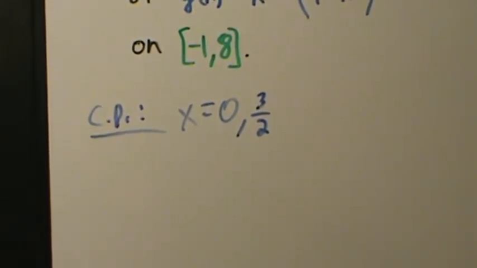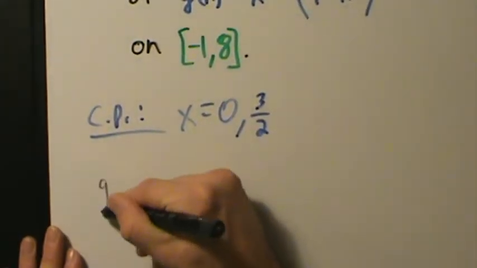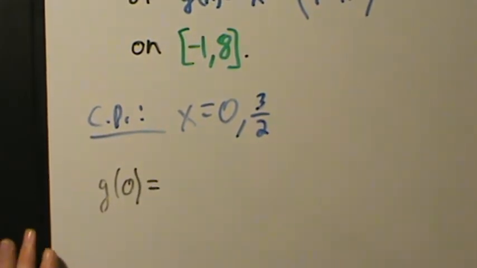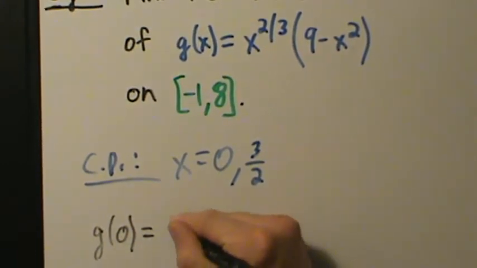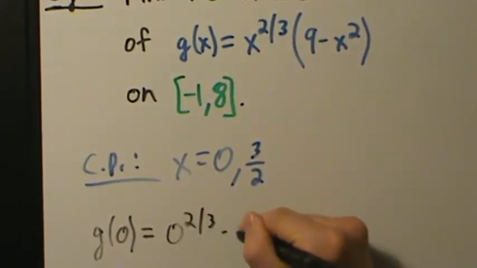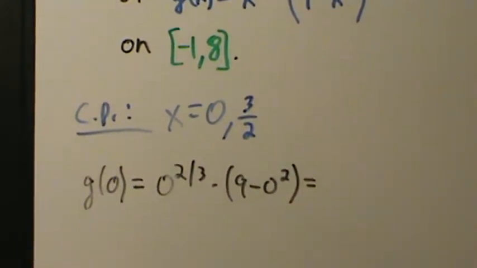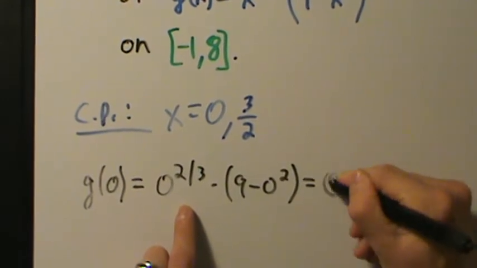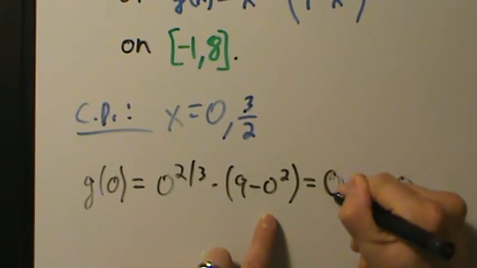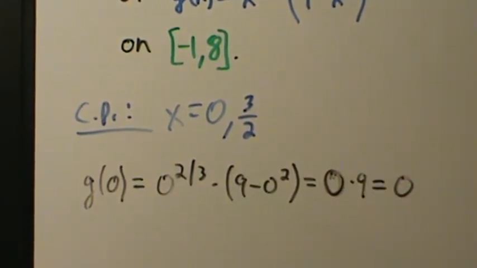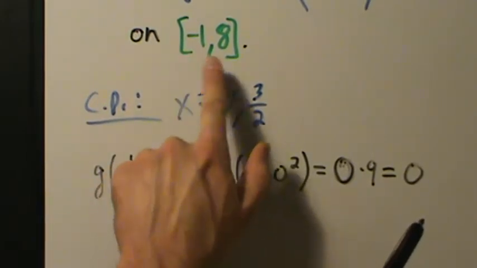So evaluate the function at each critical point, so both of these, and also at each endpoint. So g of 0, we actually already found that out, but let's go ahead and write it down. We talked about it earlier, but we'll just write it down. So g of 0 is 0 to the 2/3 times 9 minus 0 squared. 0 to the 2/3 is just 0. 9 minus 0 squared is 9, so this is 0 times 9, which is 0. So g of 0 is 0. So we can't say anything yet, right? We have to evaluate the function at 3 halves and at both endpoints here.